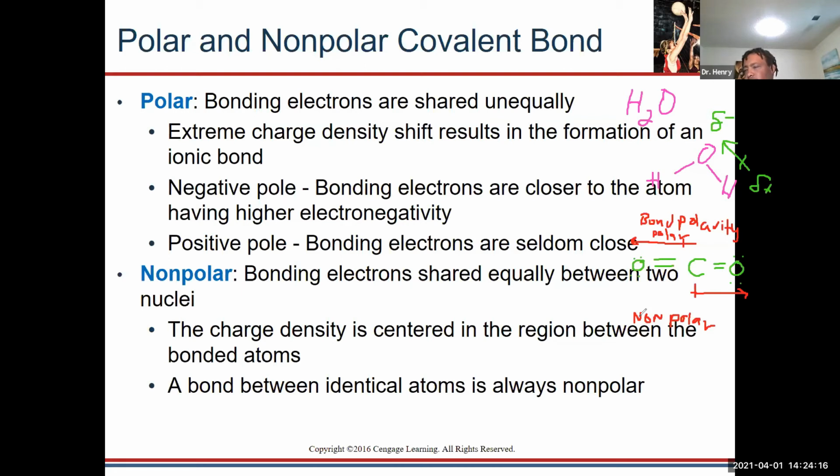Okay, does that make sense? It does make more sense now. Yeah, okay. Non-polar. Okay, so that's polarity. You guys are feeling it pretty good so far? Yes. Okay.